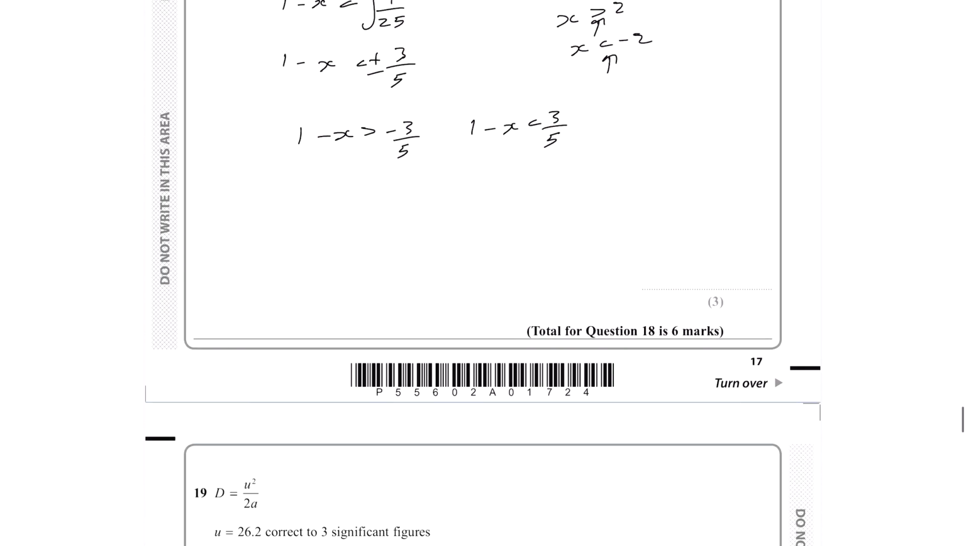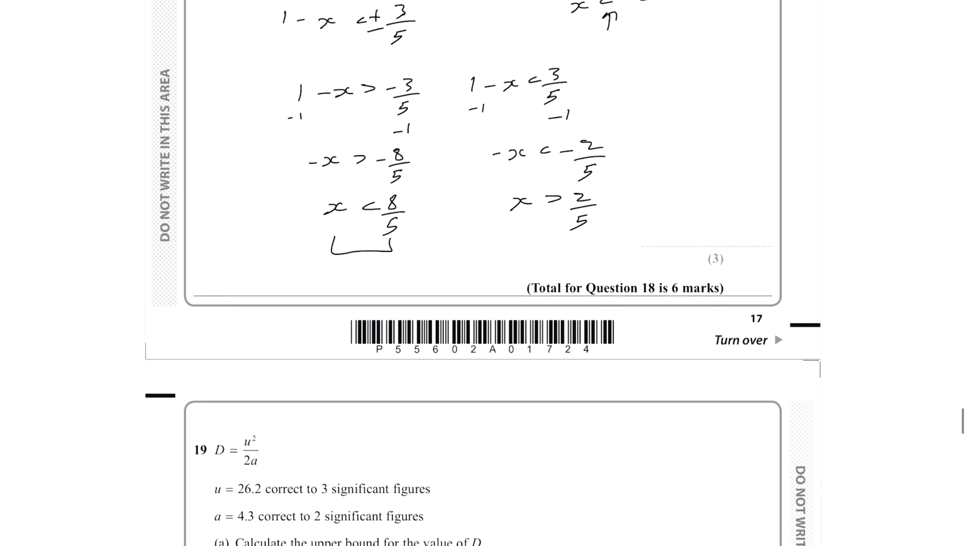Okay, and now we solve the two, so we'll start with solving the one on the left. If I subtract 1 from each side, I get minus x is greater than minus 8 over 5. If I multiply both sides by negative 1 to get rid of the negative, and when you multiply or divide by a negative, you have to flip the sign, so that'll be x is less than 8 over 5. And on the right hand side, we can do the same, minus 1, so you have minus x is less than minus 2 over 5, and then we have x is greater than 2 over 5.